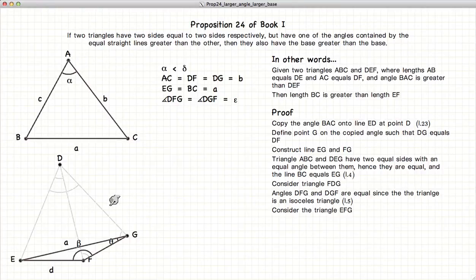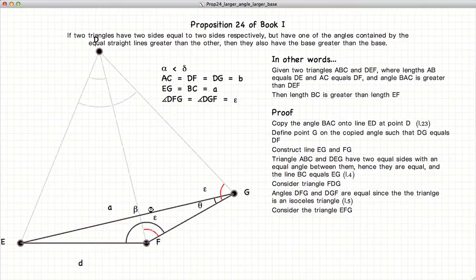And finally, looking at the triangle EFG, and let's zoom in there for a moment, we have epsilon being the red angle, beta being this larger black angle. It's clear that beta is greater than epsilon. Similarly, epsilon being the red arc shown and theta being the black arc, it's clear that epsilon is greater than theta. So we have beta is greater than epsilon is greater than theta, or beta is greater than theta.